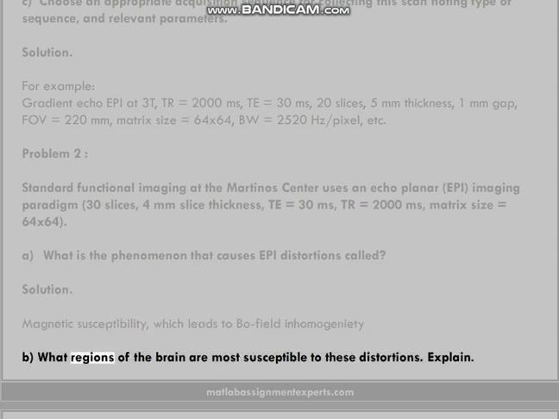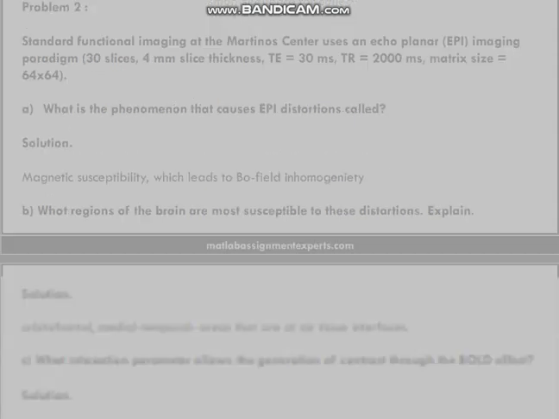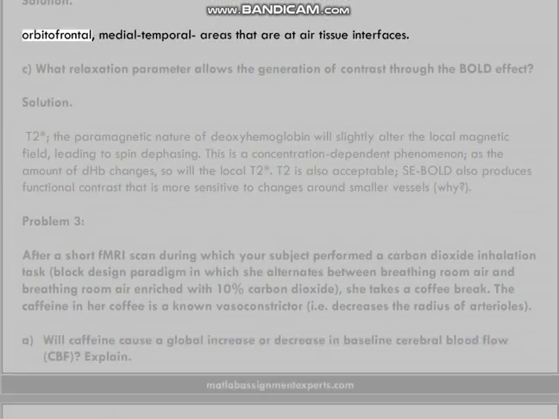B. What regions of the brain are most susceptible to these distortions? Explain. Solution: orbitofrontal and medial temporal areas that are at air-tissue interfaces.